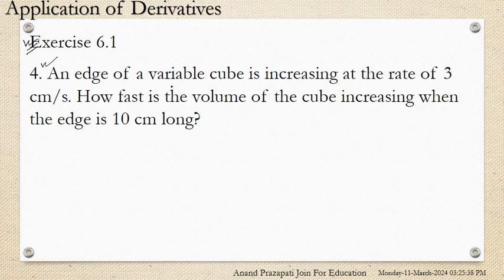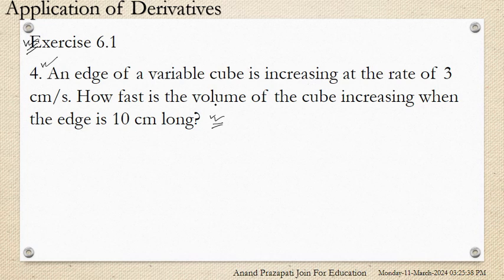An edge of a variable cube is increasing at the rate of 3 centimeter per second. How fast is the volume of the cube increasing when the edge is 10 centimeter long? Hope that there is no problem to understand the question.